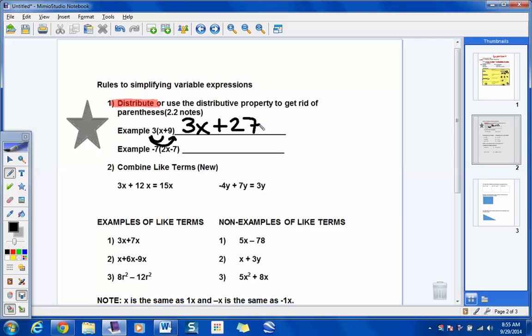Okay? How about a volunteer to help me with the next one, just to review quickly in terms of what we're doing here if we have to distribute. What do you have here, guys?